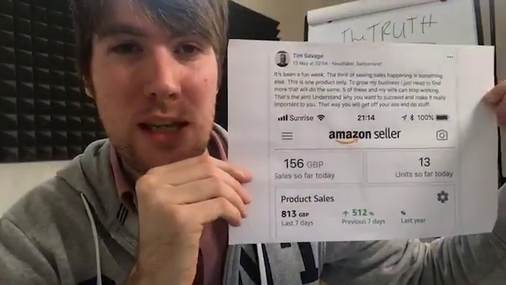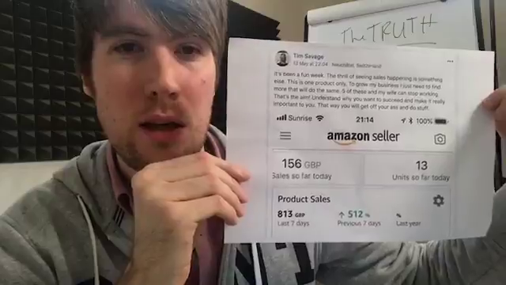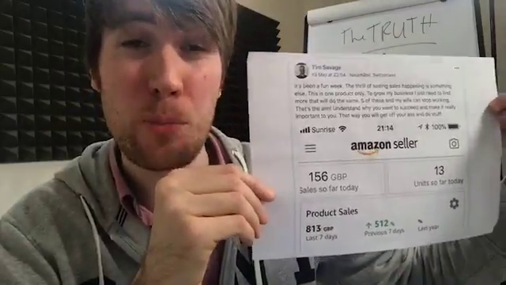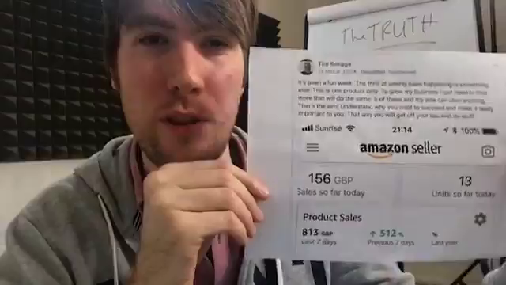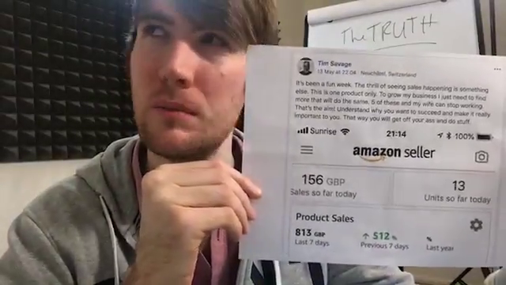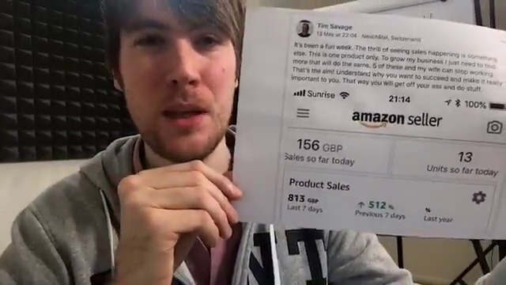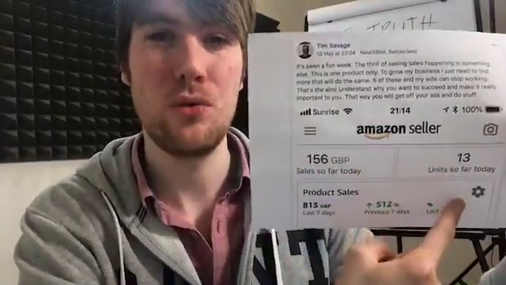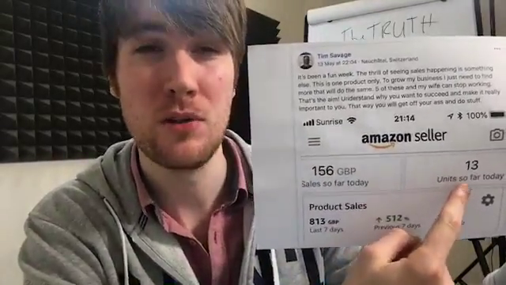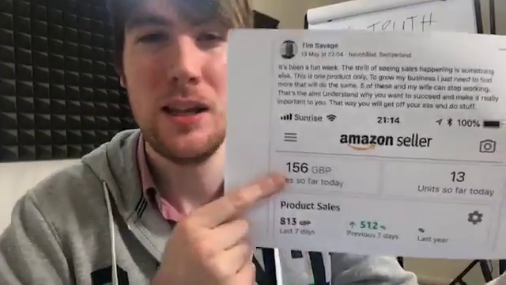So, this is a person in my FBA Secrets Facebook group who posted this last week. He posted it on the 13th of May, so a couple of days ago. So, where are we today? The 16th? 17th? I don't know. Anyway, very recently he posted this, right? As you can see, Tim did 13 sales of his one private label product in a day. He did £813 in sales over the past week. And he did £156 on the day he posted this screenshot.